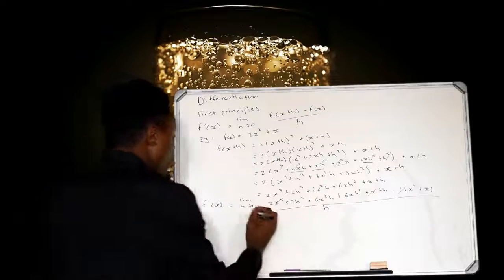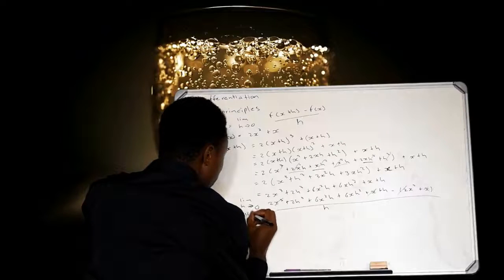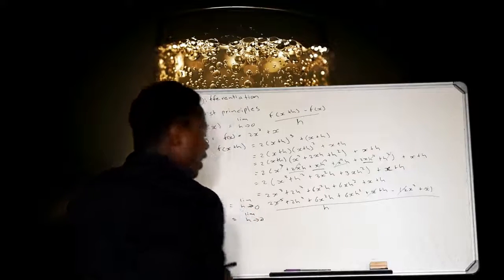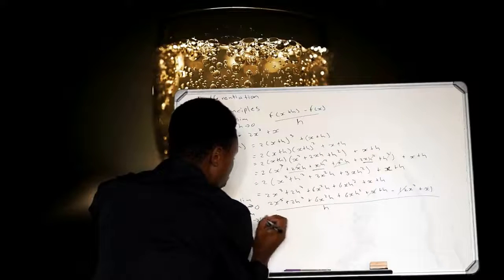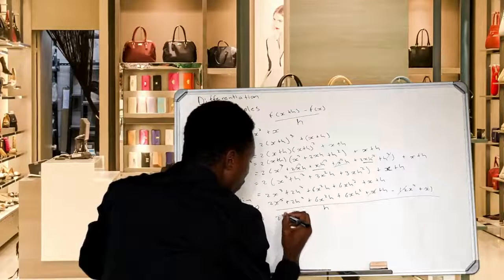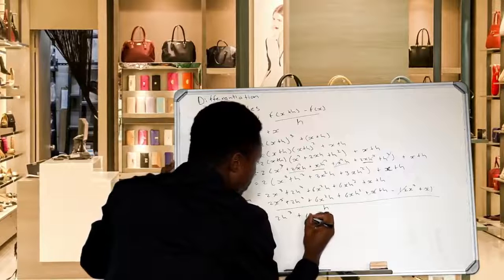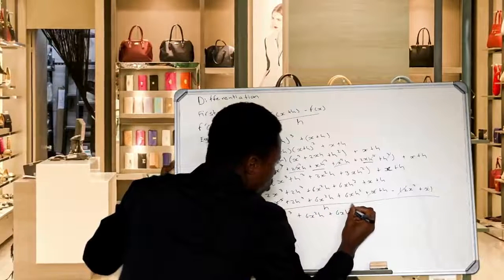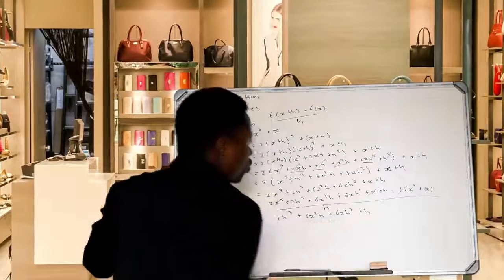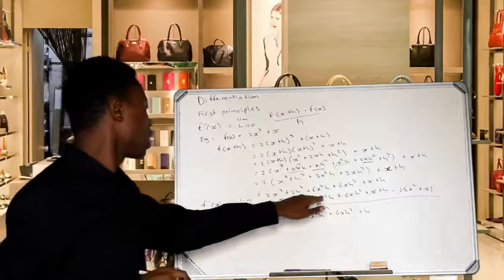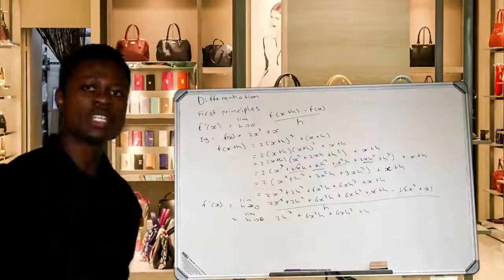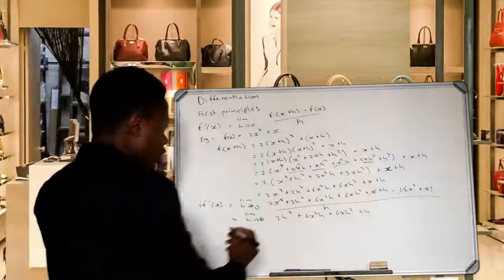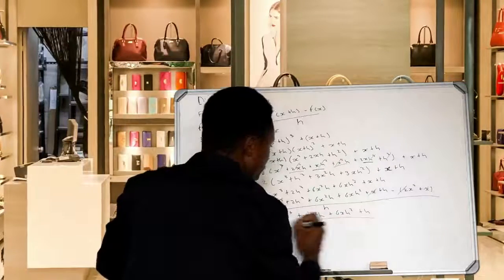So what am I left with? Let me write it down. This is equal to the limit as h approaches 0. Again, you have to continue to write this until you have found your answer. So now what do I have? 2h cubed plus 6x squared h plus 6xh squared plus h. So I only have 4 terms left in the numerator, divided by h.